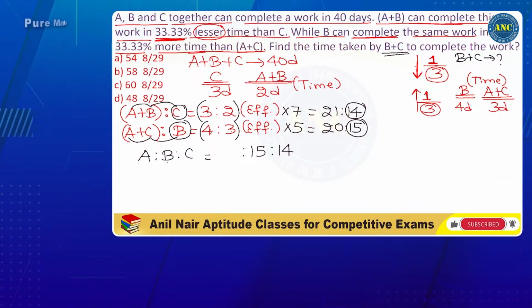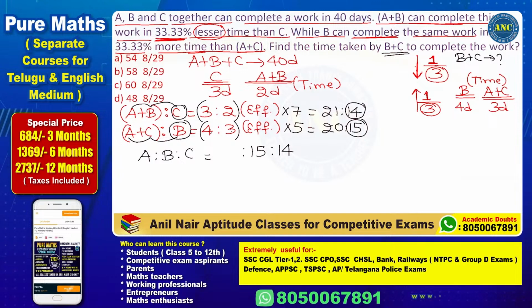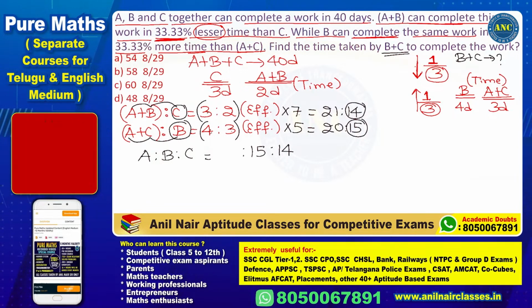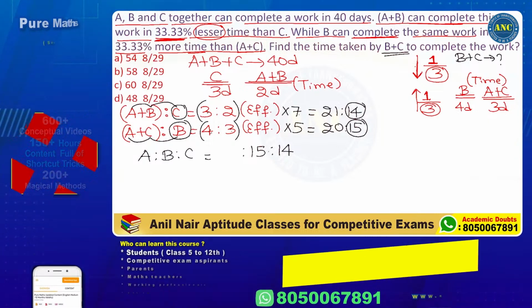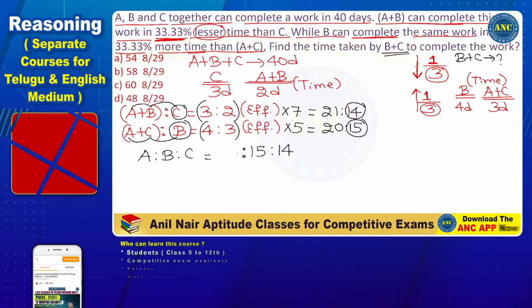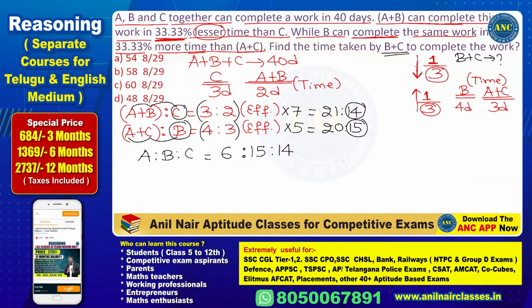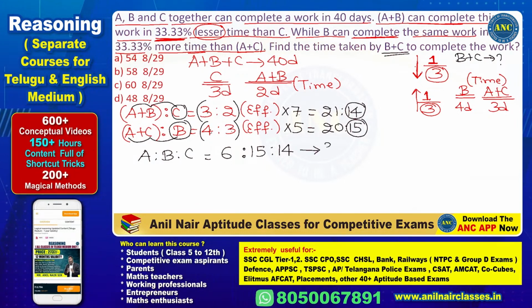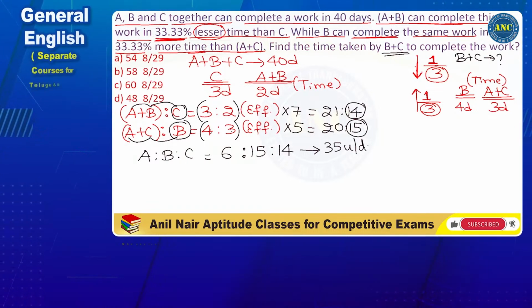And all the 3 people combined together, efficiency is 35 units per day, which we made. 21 plus 14 or 20 plus 15 is 35. Now 15 plus 14 is 29, but it should be 35. Remaining is 6. That 6 will go for A only. Simple. So these are all so simple. That means when you combined, you got it as 35 units per day, all the 3 people combined together.